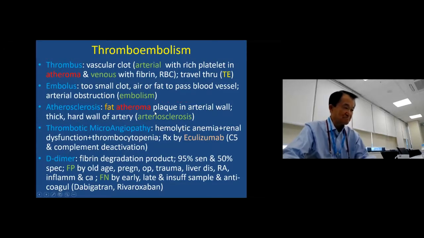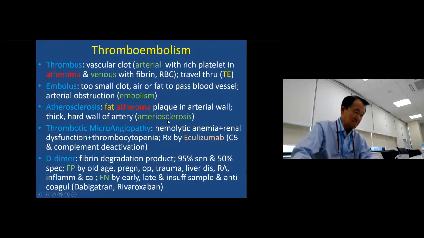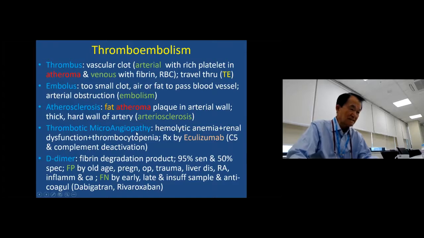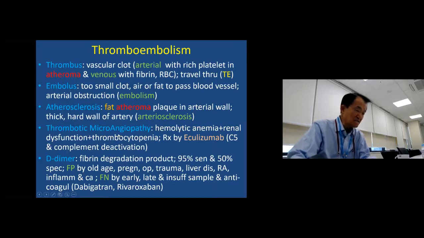Now, most thromboembolic diseases are related to atherosclerosis. Atherosclerosis is a fat atheroma, fat plaque in the arterial wall. And so the arterial wall becomes thick and hard. That's called arteriosclerosis. Now, the terminology of thrombotic microangiopathy has become a very hot topic because almost all diseases are related to microangiopathy.